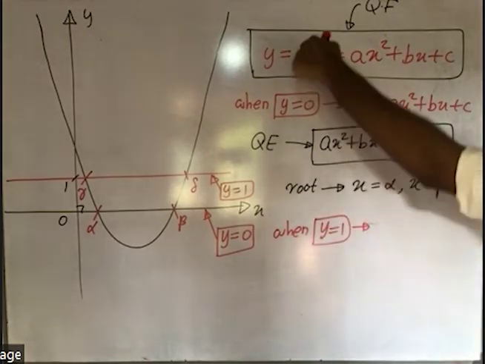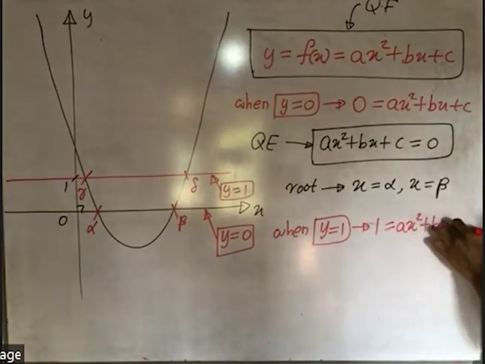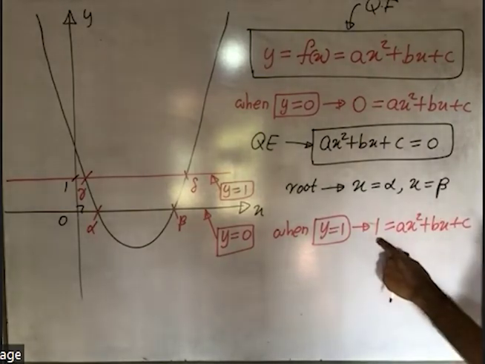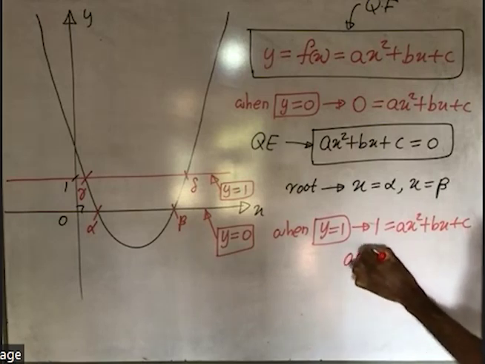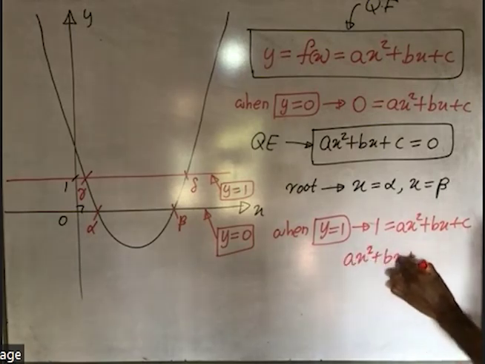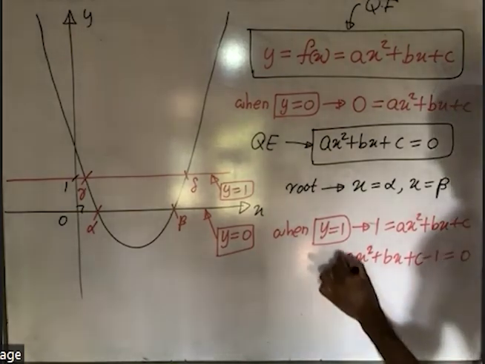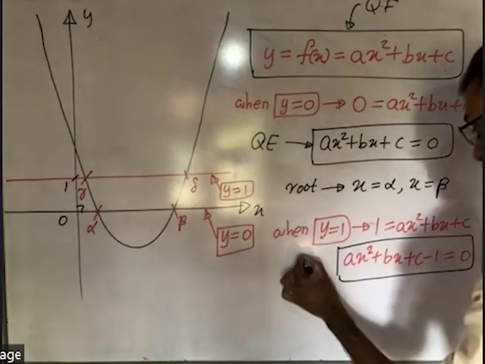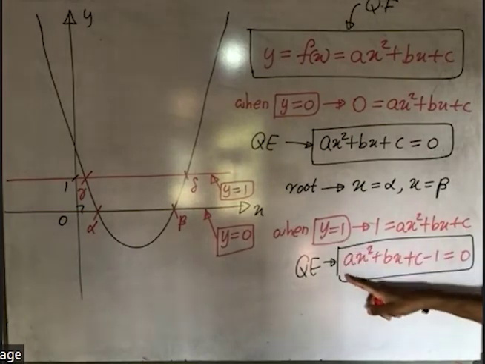When y equal to 1, I can write 1 equal to ax square plus bx plus c. Now I can take 1 to the other side. Then this equation will become ax square plus bx plus c minus 1 equal to 0. Now this is also a quadratic equation when y equal to 1. So we have developed this quadratic equation when y equal to 1.